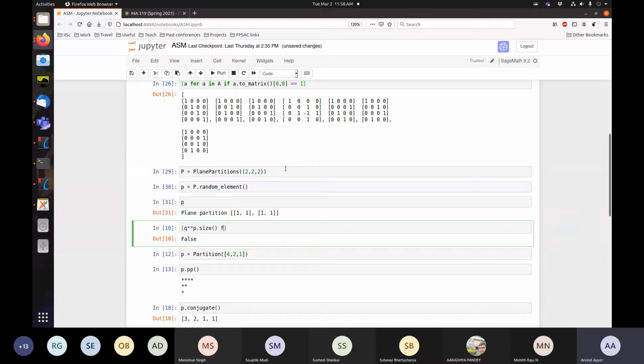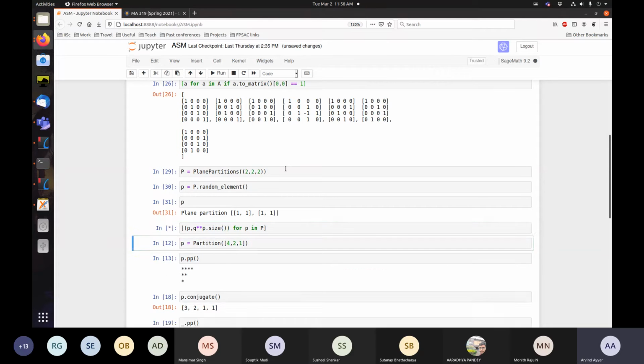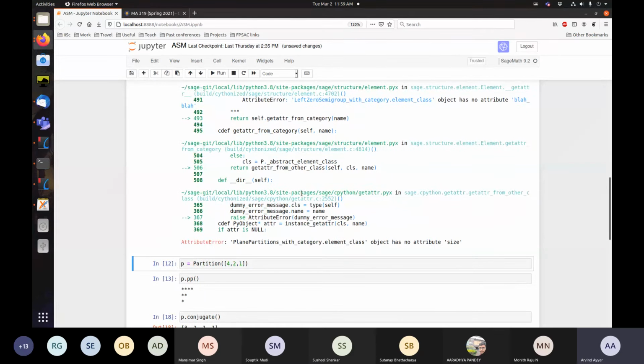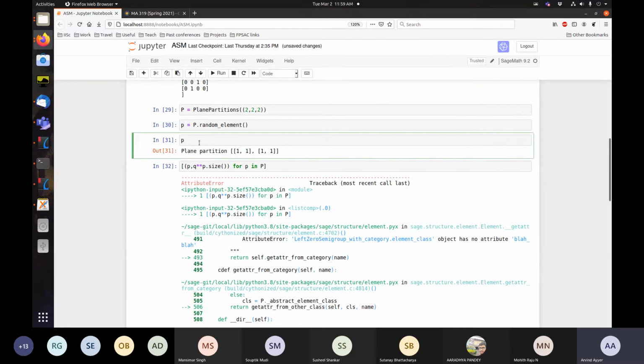Let me do it this way: P comma Q raised to the P dot size for P in the plane partitions. P does not have size. Okay, so let's see what P has. P dot rank? 14. No, that makes no sense. That's a bit surprising. Let's see. Count.